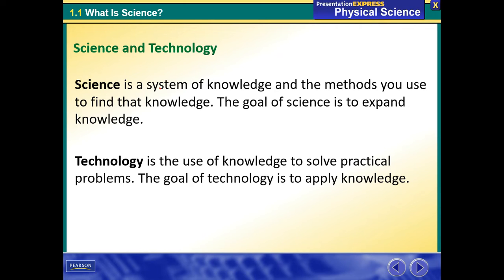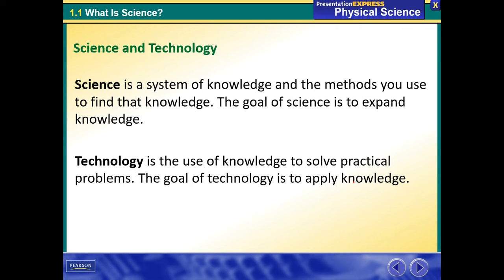Science is a system of knowledge and the methods we use to find it. So, all the information that we know and processes of how we get there, like experiments. The whole goal of it is to expand knowledge and learn more. Technology, on the other hand, is taking that knowledge and using it to solve problems. For example, how am I able to see better with glasses? Another problem is, how do I make this battery last longer? The whole goal is to apply it.